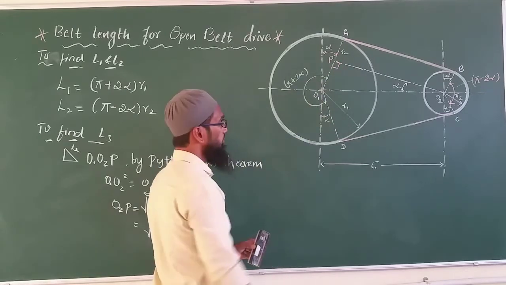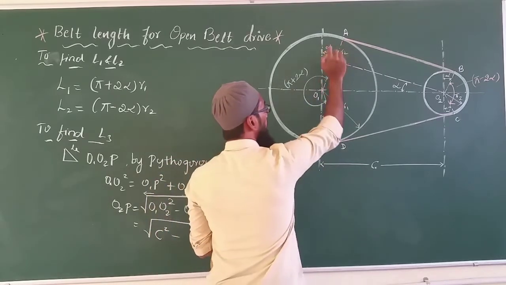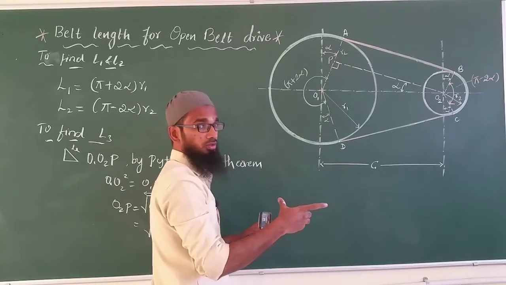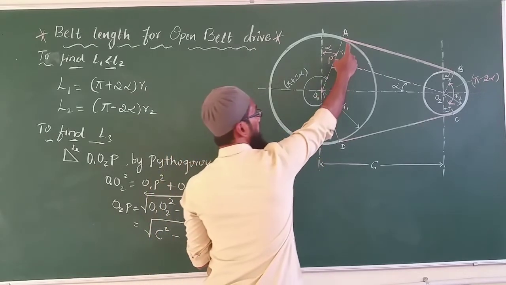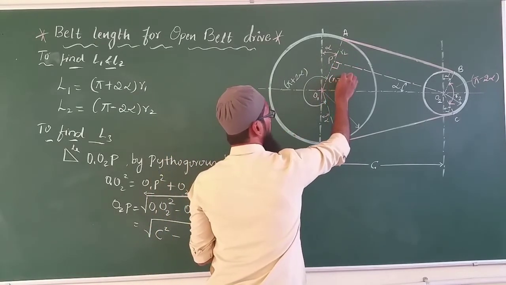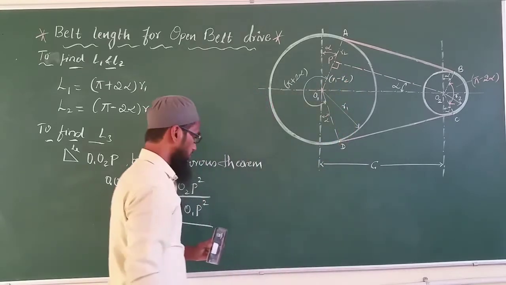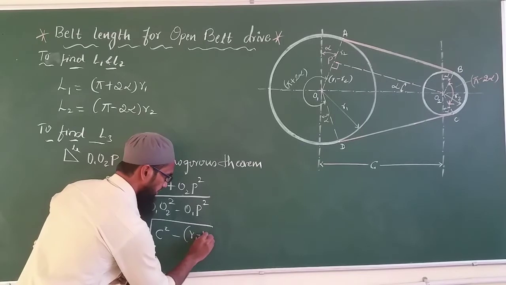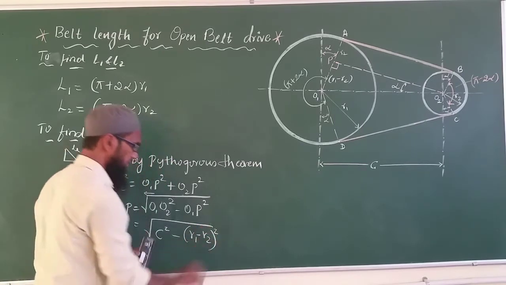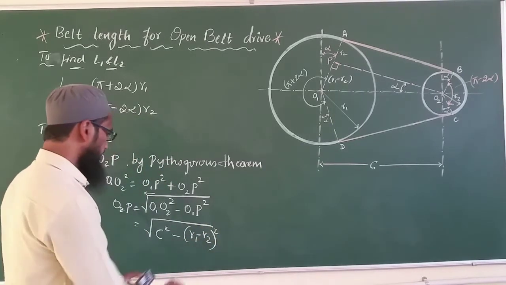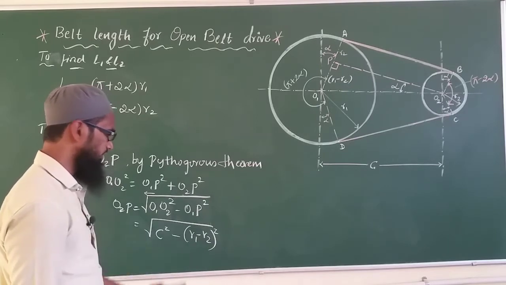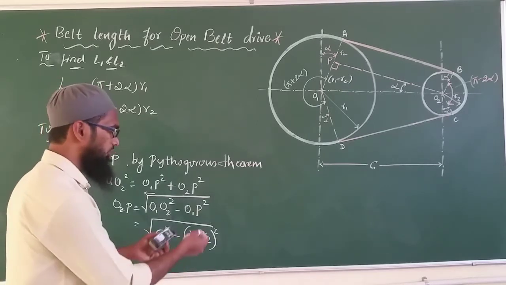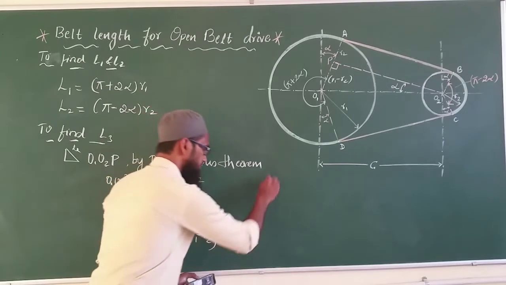We know that O1 A is the entire thing, R1. Out of this R1, if I subtract this, I get R1 minus R2. So now in place of O1 P, I take R1 minus R2 whole square. Okay, now this is what we are getting here. Again for this, I go for some simplification.